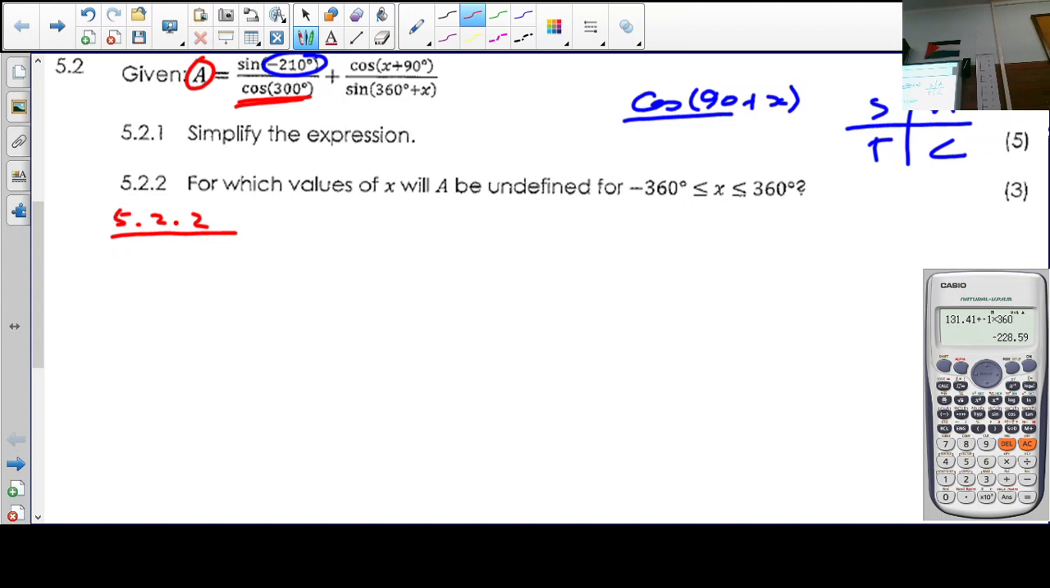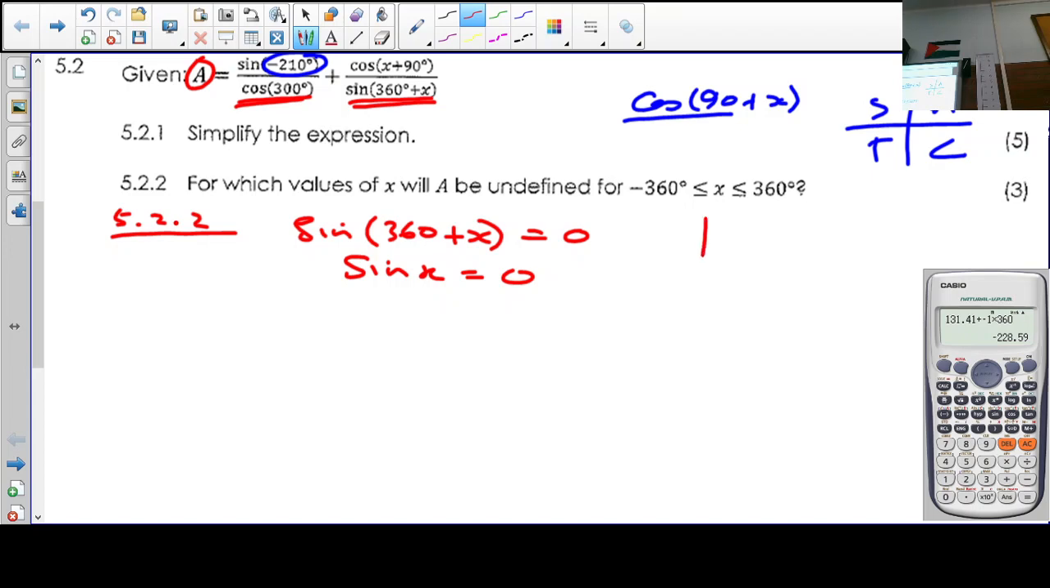Okay? However, this here will be undefined when sine of 360 plus x is equal to 0. That's the only time it will be undefined. Okay? So 360 plus x is in which quadrant? Quadrant 1. Sine is positive in that quadrant. So that simplifies it to sine of x, where sine of x is equal to 0.